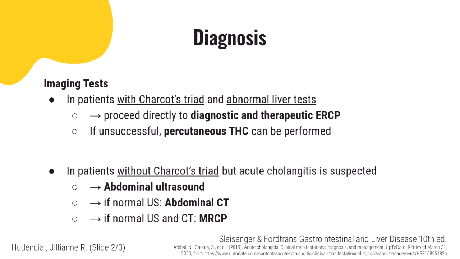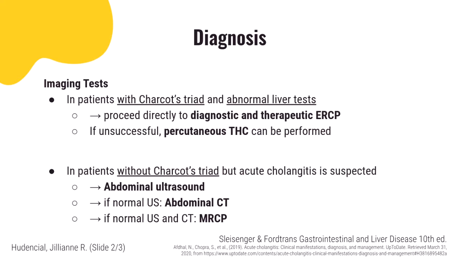Imaging tests are also used in the diagnosis of acute cholangitis, and the principles are the same as those for choledocholithiasis. These are performed to look for bile duct dilatation or evidence of underlying etiology, such as a stone, stricture, or stent. In patients with Charcot's triad and abnormal liver tests, we proceed directly to ERCP to confirm the diagnosis and also provide biliary drainage. If ERCP is unsuccessful, percutaneous transhepatic cholangiography can be performed.